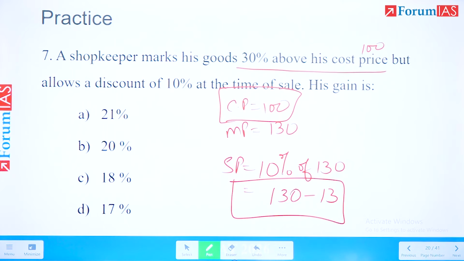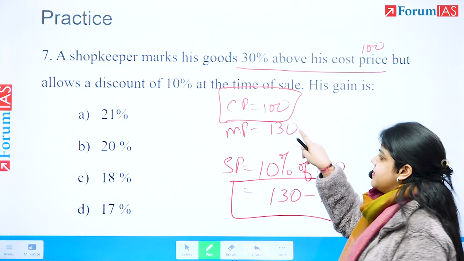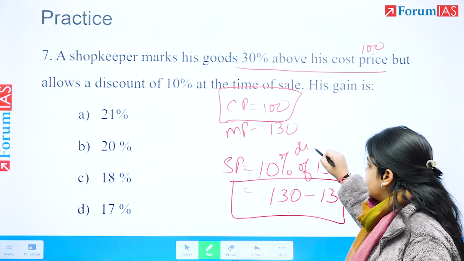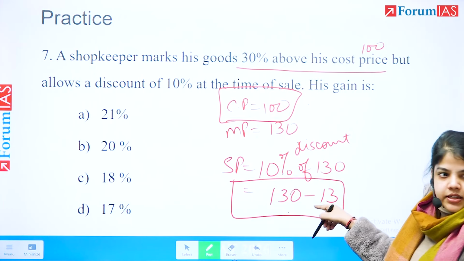ये गलत किया ना? Assume cost price equal to 100. It will make your calculation easier. So if cost price is 100, mark price becomes 130. If mark price is 130, the selling price is a 10% discount of 130, which is 130 into 0.9. We've done this yesterday.